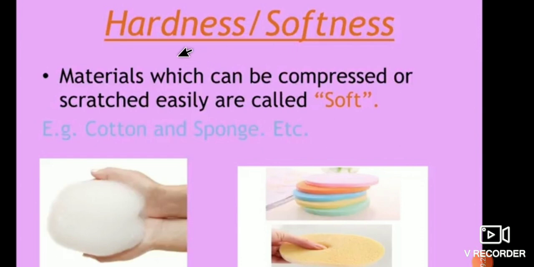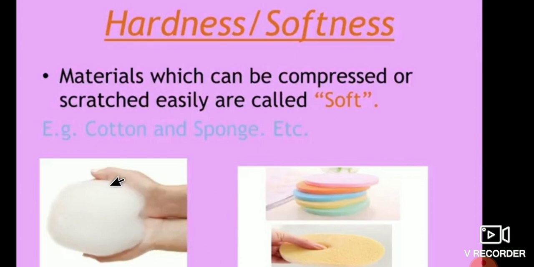And the next one is hardness or softness of the material. This is one of the important properties of materials. Materials which can be compressed or scratched easily are called soft. For example, cotton and sponge. Look at this picture. This is cotton, this is sponge.